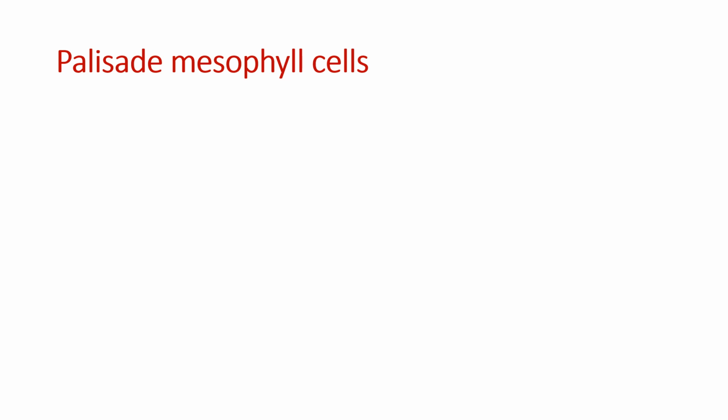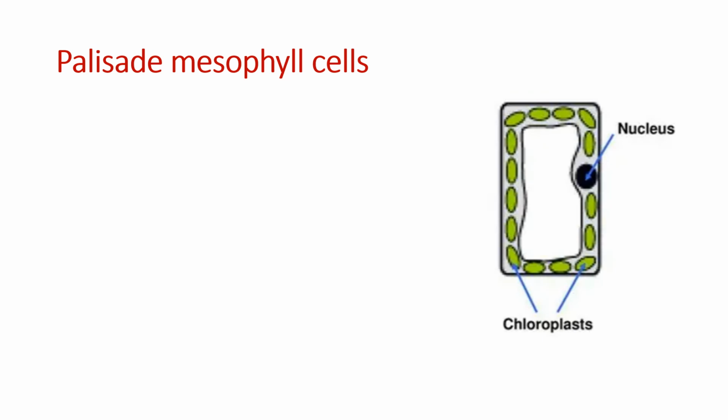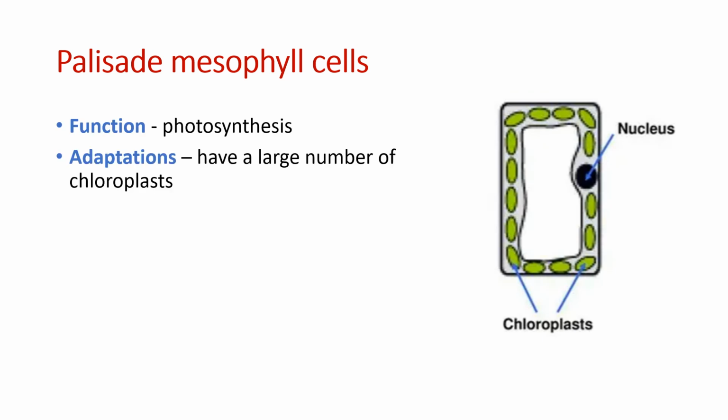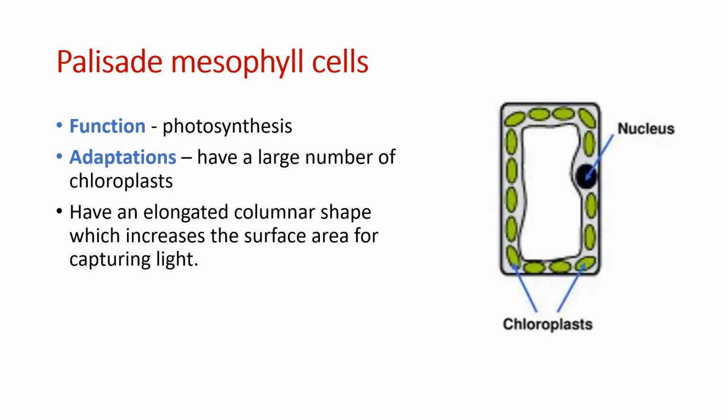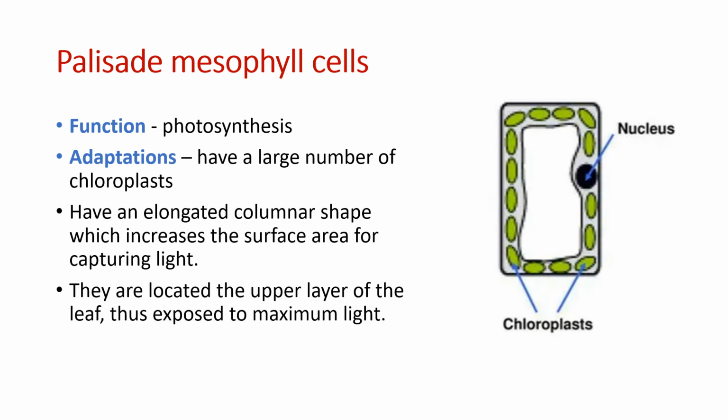First is the palisade mesophyll cell. Palisade mesophyll cells are found in leaves and their function is photosynthesis. So their adaptations: they have a large number of chloroplasts and they have an elongated columnar shape which increases the surface area for capturing light. These cells are found very close to the upper epidermis so that they can capture the maximum amount of light. They are tightly packed so that many cells are available within the same row and they can capture as much light as possible so that they can carry out photosynthesis to the maximum.